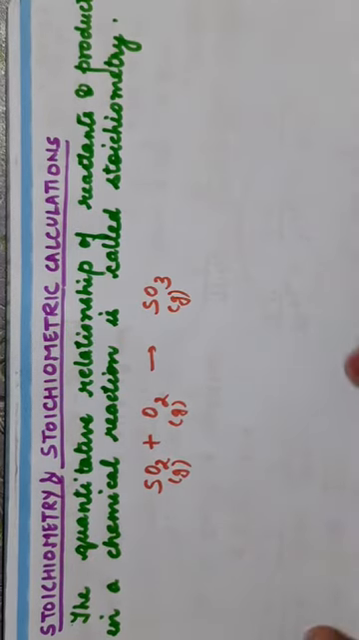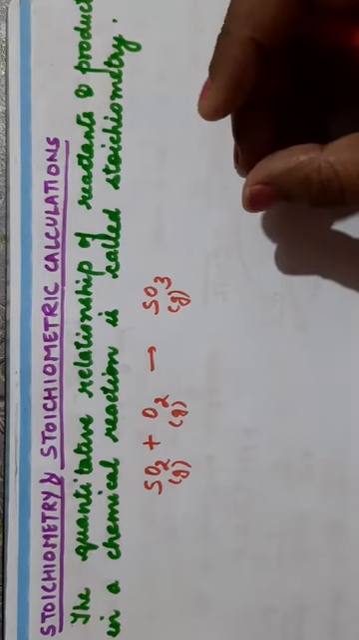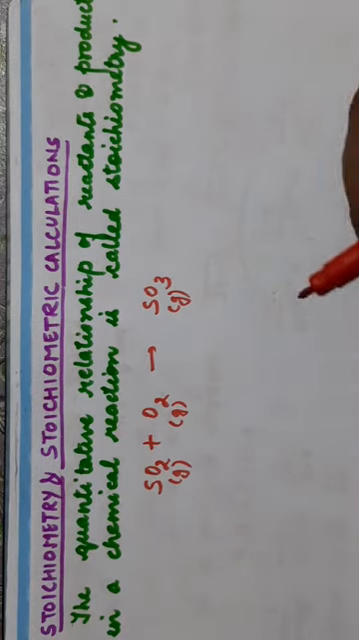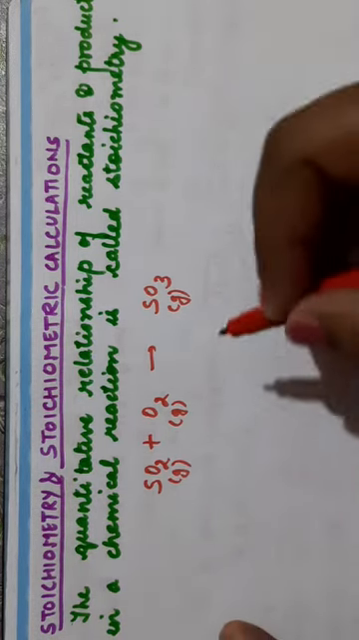Now we will first balance this reaction. Why do we need to balance a chemical reaction? To satisfy the law of conservation of mass, according to which mass cannot be created nor destroyed. So to satisfy the law of conservation of mass, we balance a chemical reaction. So first we will balance.